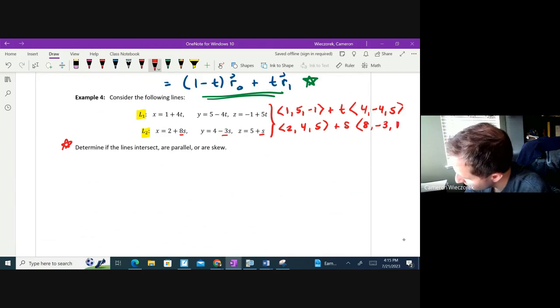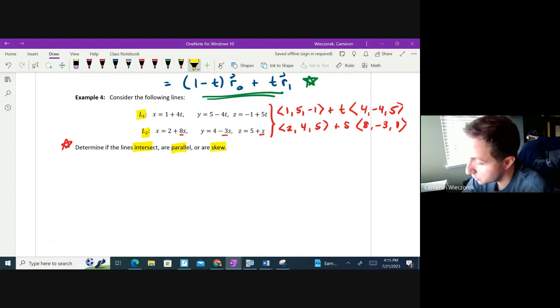I'm going from parametric form back to vector form, and the reason why is so I can see those direction vectors. So let's look at what they're asking. They want us to decide if the lines intersect, if they're parallel, or if they're skew.